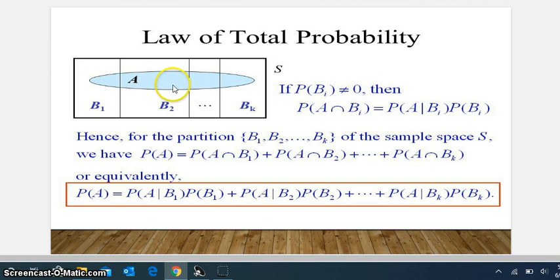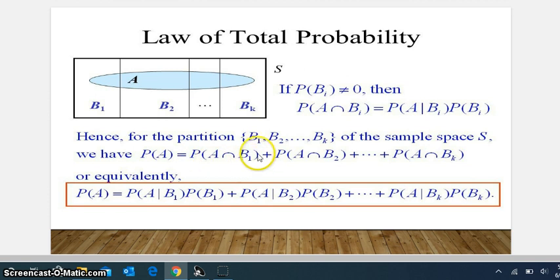Similarly, in this part, if you take the partitions, the common occurrence of A given B2 and the common occurrence of all other events, similarly the common occurrence of A and Bk. So if you want to calculate the probability of A, it is nothing but the summation of P of A intersection B1, P of A intersection B2, P of A intersection B3 and so on, P of A intersection Bk. This is the total probability theorem: P of A is equal to P of A intersection B1 and so on, P of A intersection Bk.